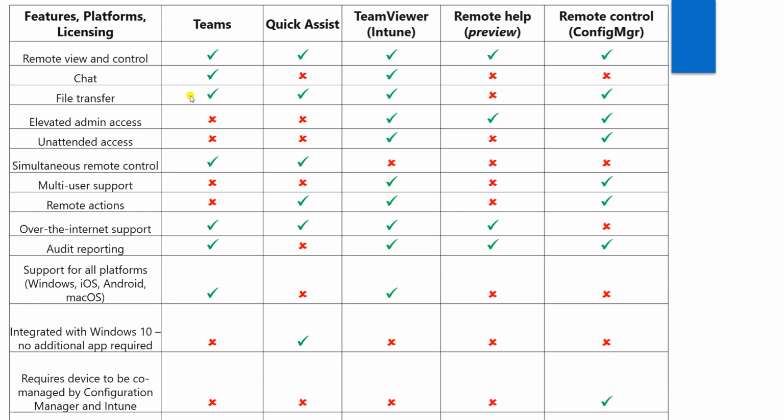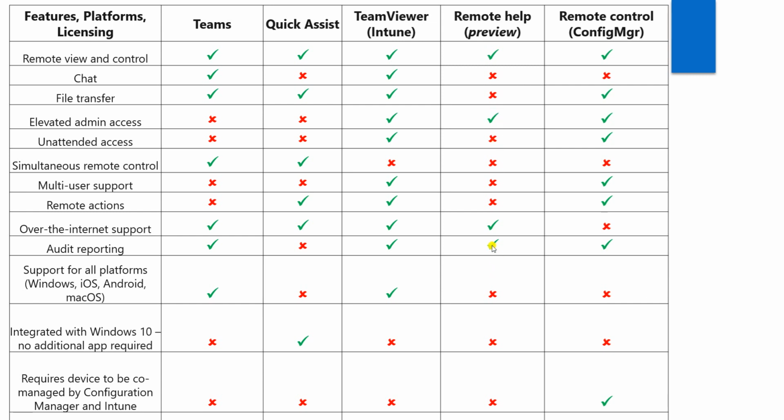Here I created a chart, which I also showed you in my last video, and I'm showing you now. In the remote help preview, let's see what features we can utilize, or what features we have. Here we can use remote view and control. Chat we cannot use, and file transfer we cannot use. Chat and file transfer are disabled. Those are the features we cannot use here. But you can see that in TeamViewer we can use the maximum features.